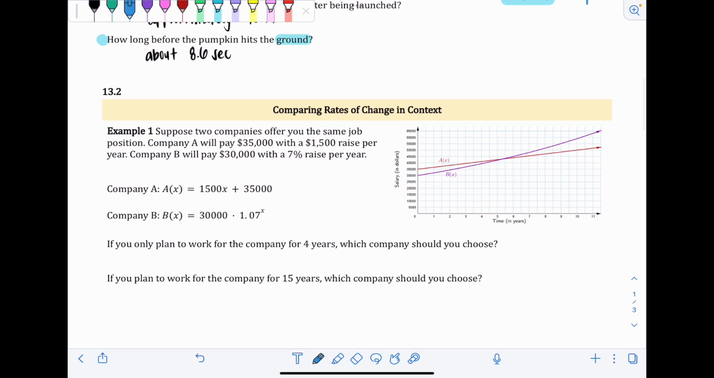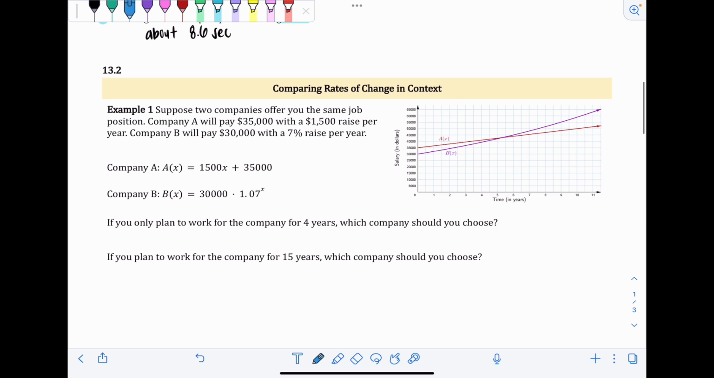Moving down to 13.2, this is comparing rates of change. So example 1, suppose 2 companies offer you the same job position. Company A will pay you $35,000 with a $1,500 raise per year. Company B will pay you $30,000 with a 7% raise per year.